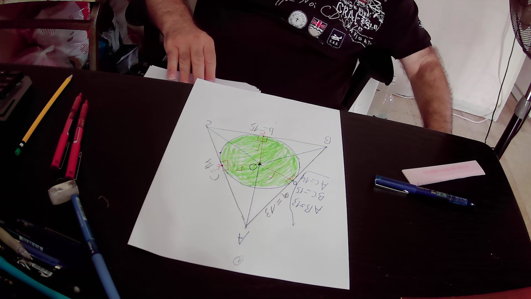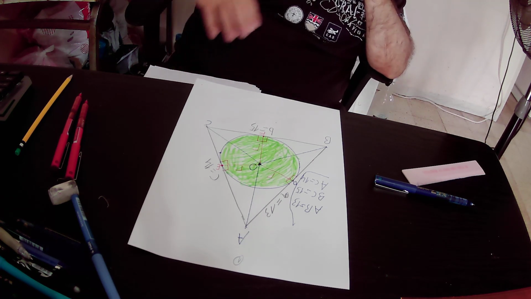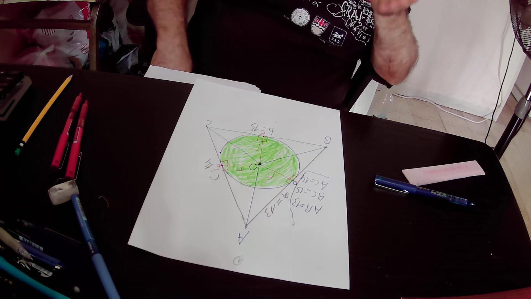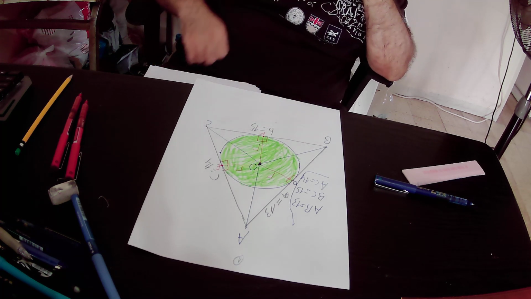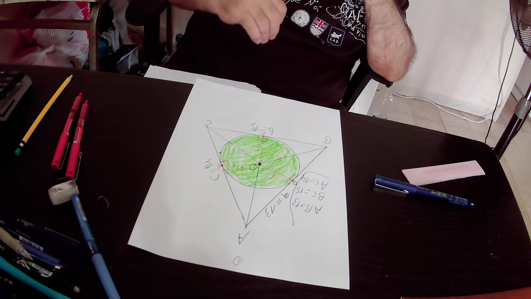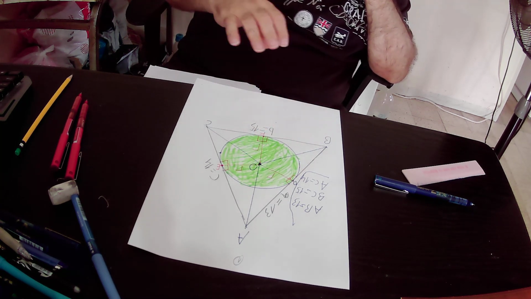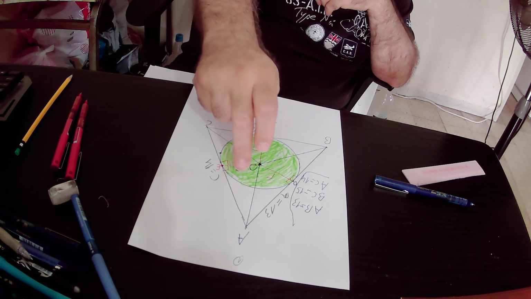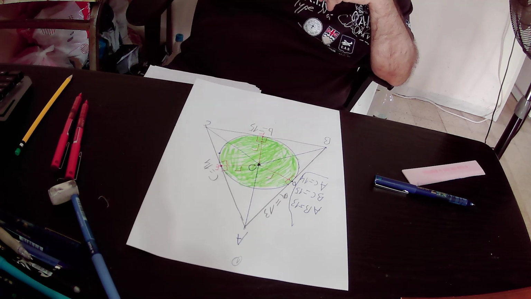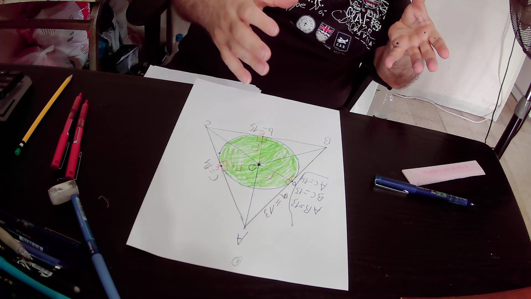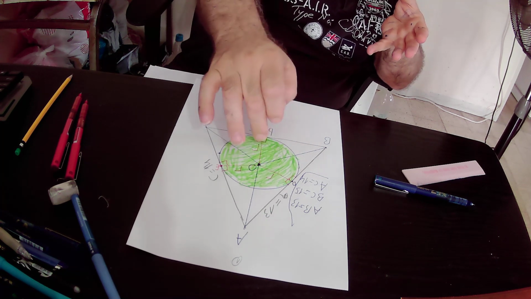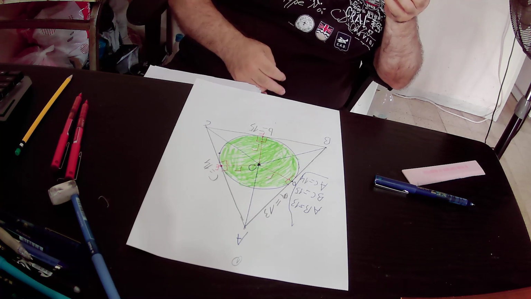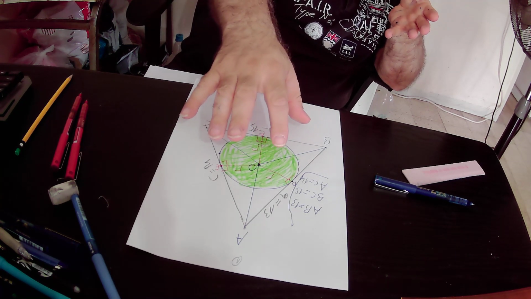Okay, and in the next step, we know that the area of triangle ABC equals 84 square units, and the question is to find out the radius of the green circle. So in order to find out the radius of the green circle, we divided triangle ABC into 3 small triangles. The first triangle is triangle AOB, the second triangle is triangle AOC, and the third triangle is triangle BOC. And we know that the sum of the areas of those three small triangles equals the area of the big triangle ABC, which equals 84 units.